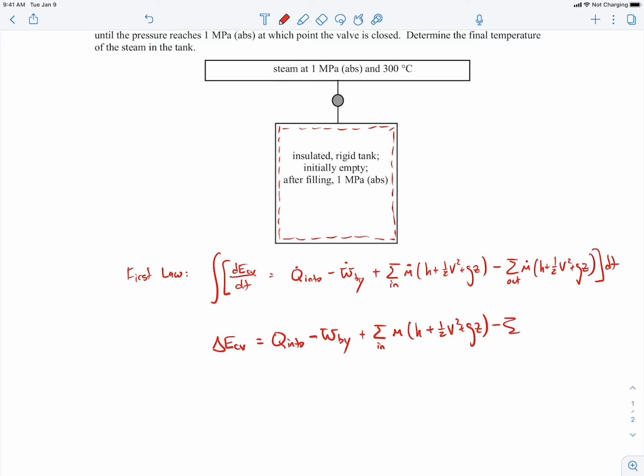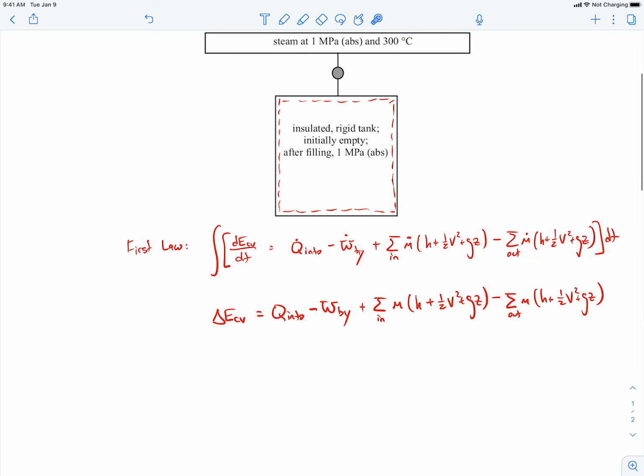And then, of course, we have the same thing at the outlet, at any outlets that there might be. When we did this time integration, this is just the mass. It goes from being the mass flow rate to just the amount of mass that's coming in. Okay, so that's what we get when we integrate the first law with respect to time. It gives us now a before and after. The change in total energy within the control volume will be equal to the change in internal energy plus the change in kinetic energy plus the change in potential energy inside the control volume.